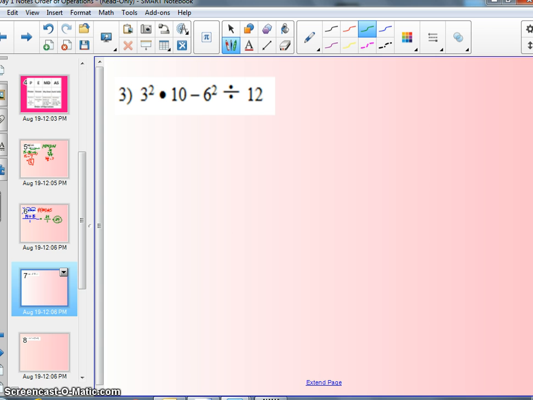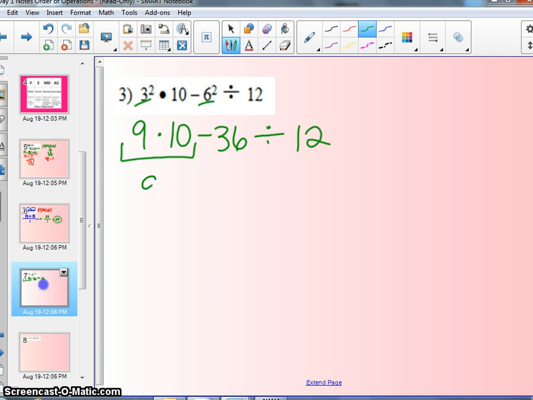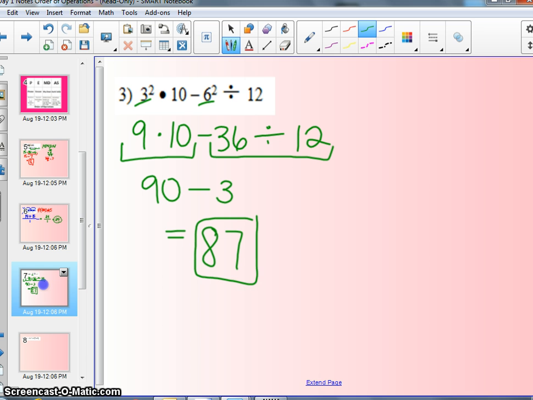Okay, number 3, no parentheses, so let's go do our exponents. I've got 3 squared and 6 squared. So this becomes 9 times 10 minus 36 divided by 12. Then multiplication and division from left to right. So I'll do this multiplication is 90, minus this division, 36 divided by 12 is 3, and then 90 minus 3 is 87.